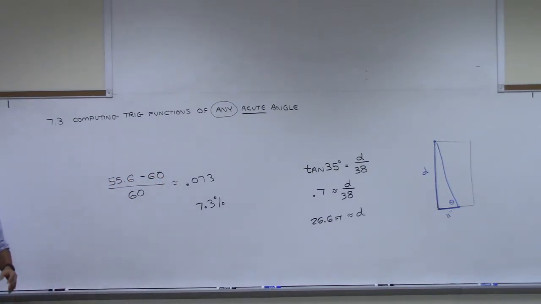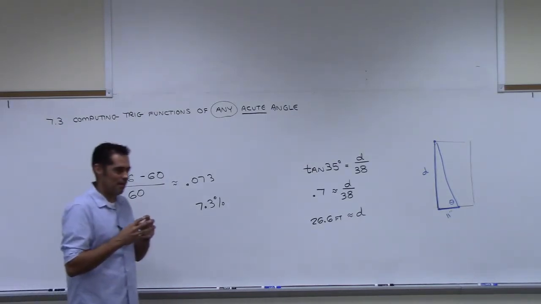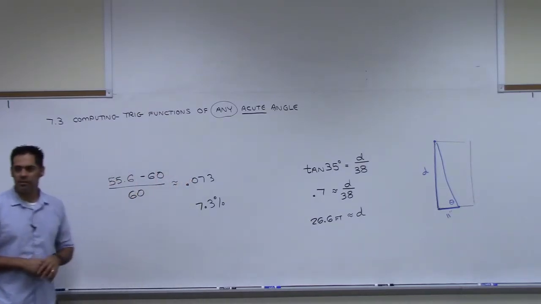If you're building aircraft bearings for an engine, you can't be off by 7.3%, right? You have to have a little more precision with that. So, error is okay in certain applications.